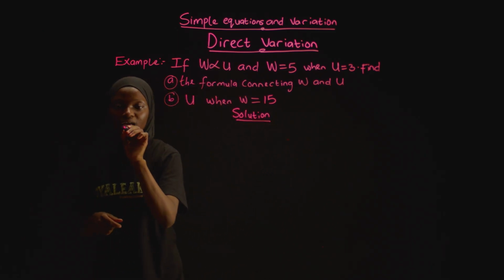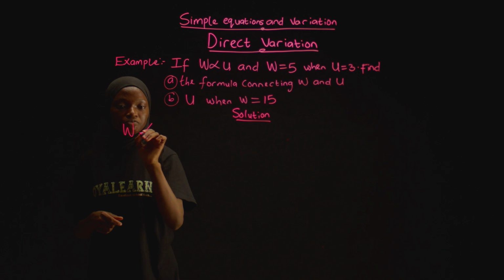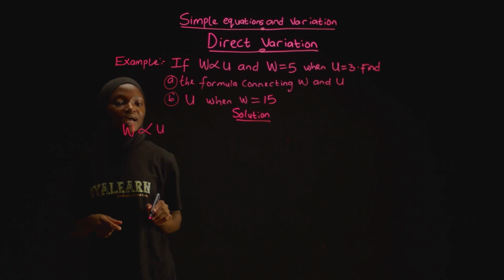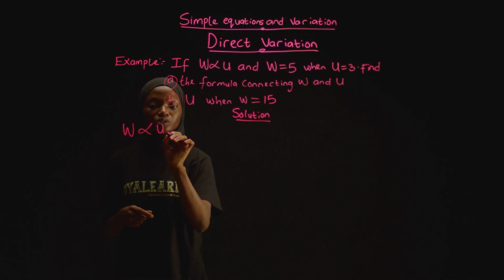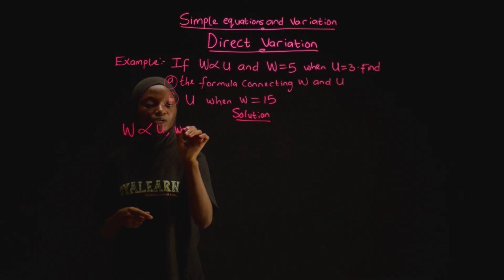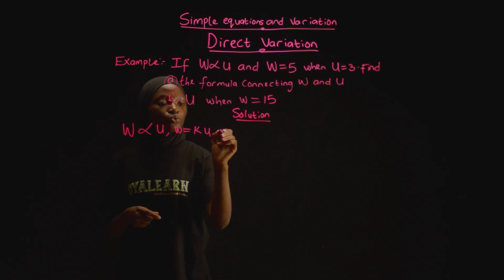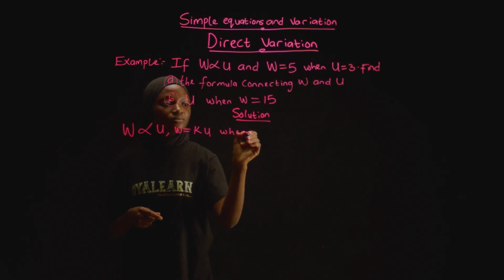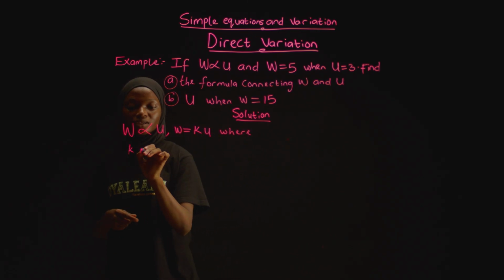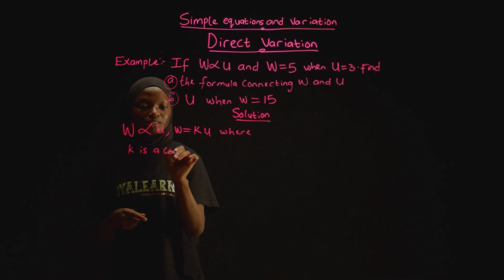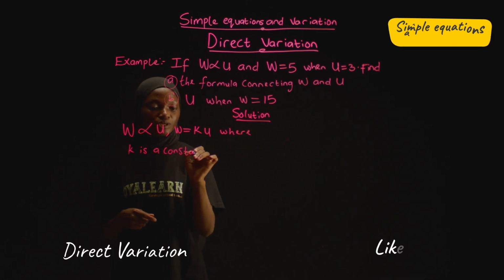Let's write this out. We have W varies directly as U, and we introduce a constant to it, which gives us W equals KU, where K is a constant, what we call the constant of variation.